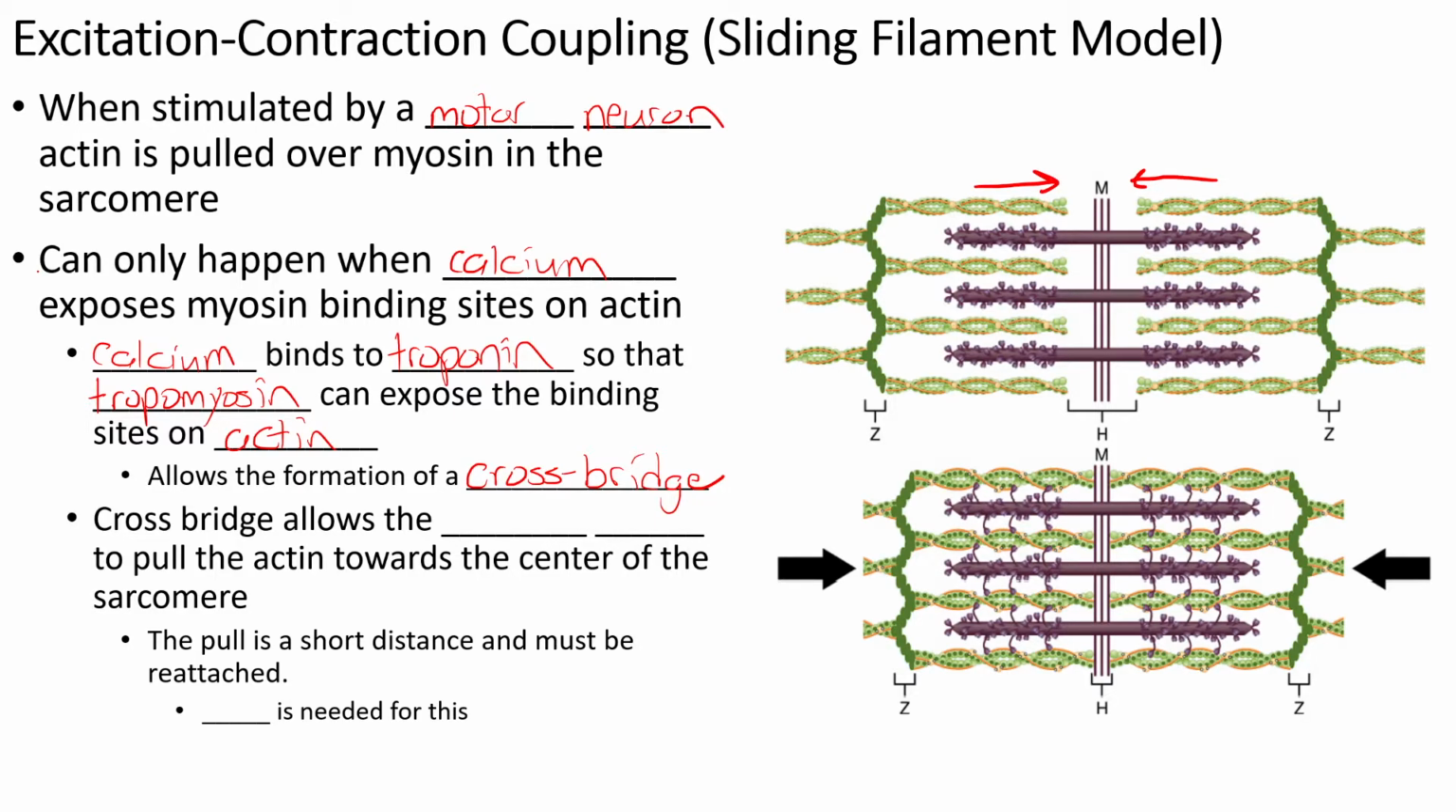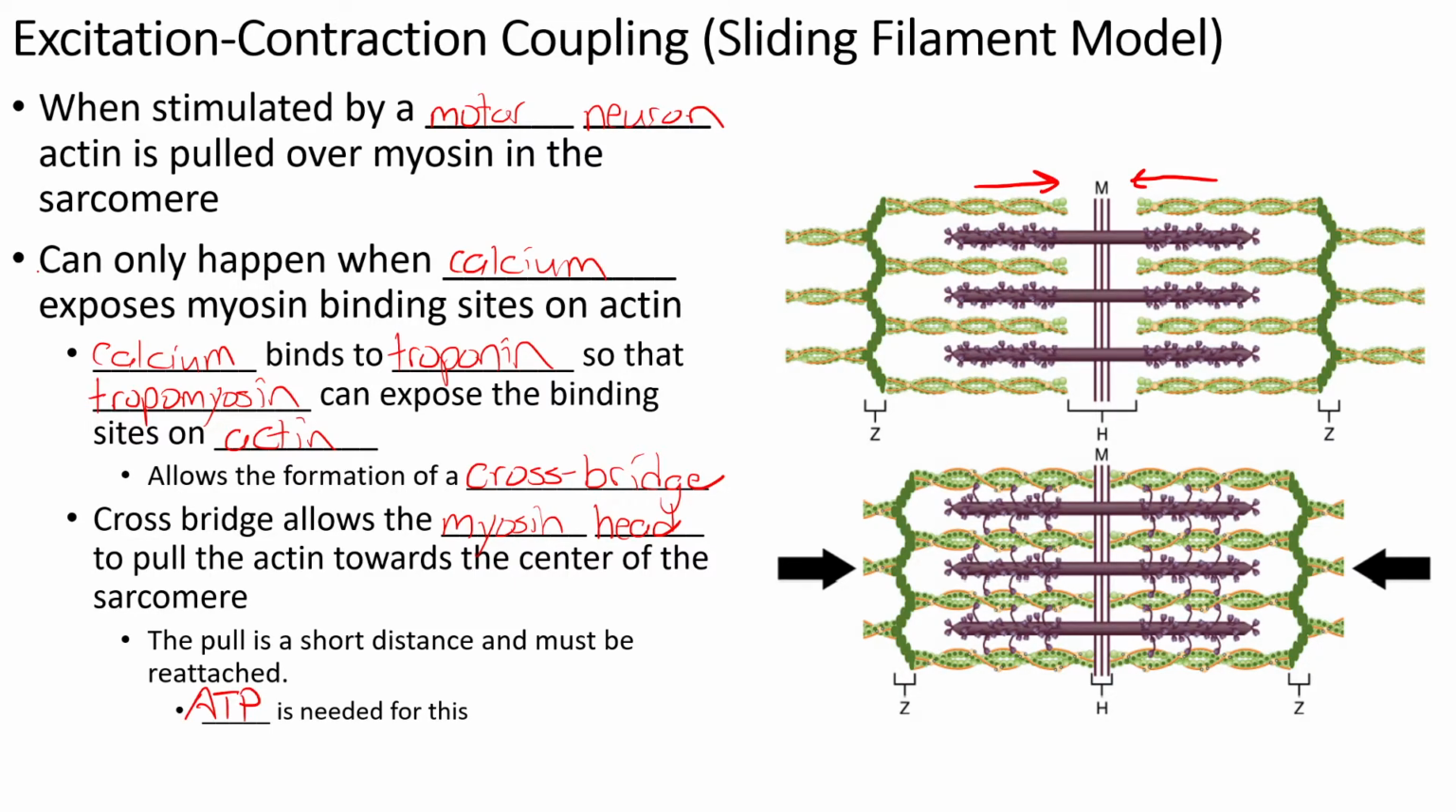Okay, and what this cross bridge does is it allows the myosin head to pull the actin toward the M line, the center of the sarcomere. That's what it does. The distance is really short, really, really tiny. And so basically the myosin has to let go and reattach itself to the actin so it can keep pulling the actin. And the thing that we need for this is ATP.